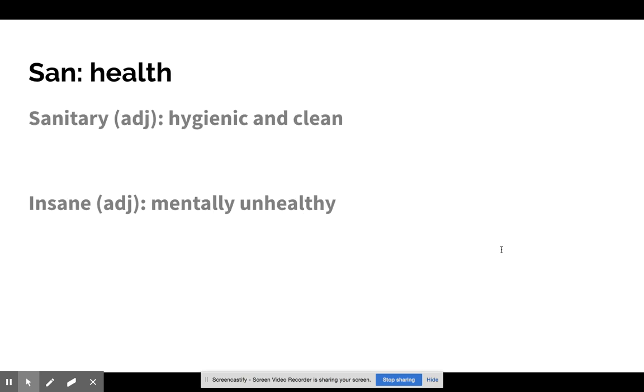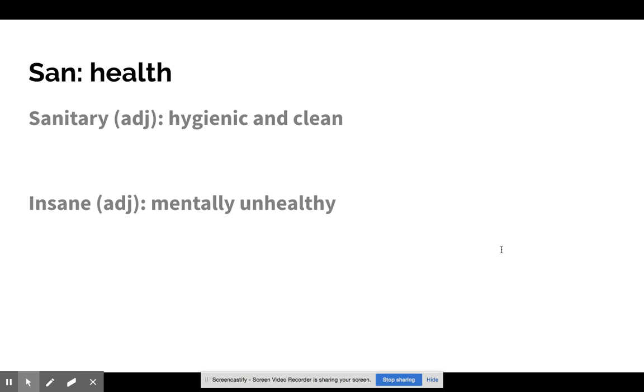So your last root is san, which means health. And so I gave you sanitary, which is an adjective that means hygienic and clean. If something is sanitary, then it's not going to make people sick. It's healthy, so to speak. And so like the wipes that are being handed out now in the store, the antibacterial wipes to use on shopping carts and stuff like that, those are meant to keep things sanitary, right? So nobody gets sick.